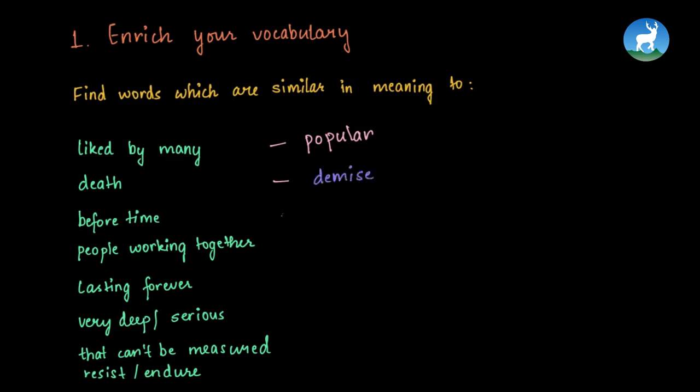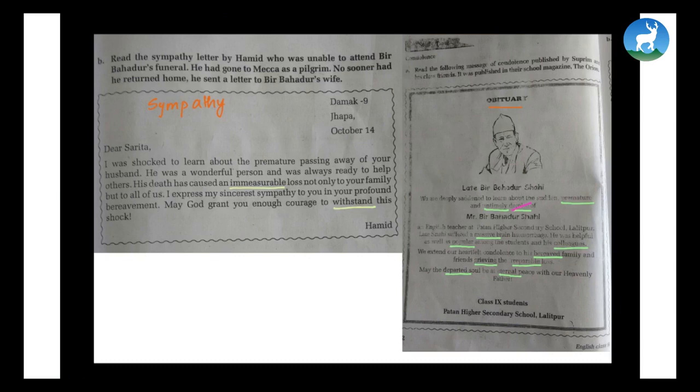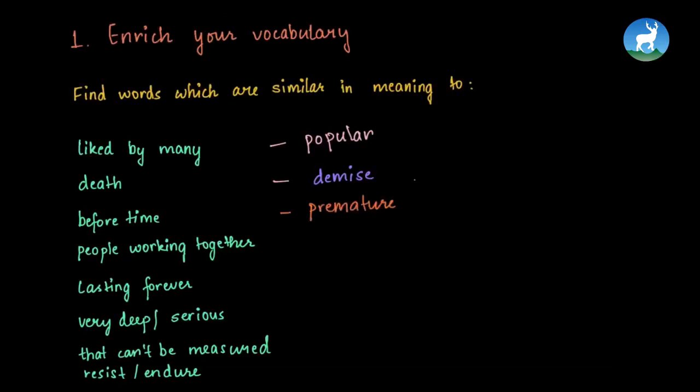Third, we will be finding a word similar for before time. Before time, it's certainly premature and untimely. The synonym for before time is certainly premature or untimely. So let's write it down. Premature and untimely.